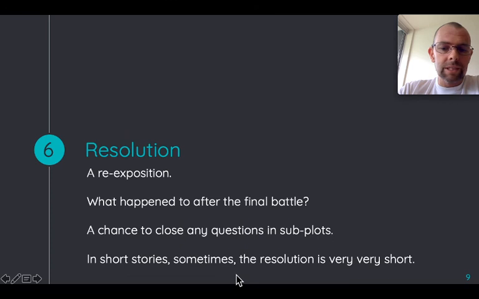In short stories, sometimes, or often really, the resolution is very, very short. Again, it depends on the genre, but it can be as simple as 1 or 2 lines. There are times when some short story writers will leave the ending a little bit open, but you have to be really careful with that, because if there are too many open questions, then the reader will be really annoyed with the story.